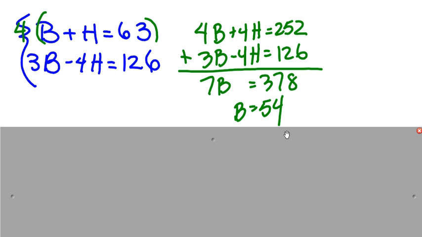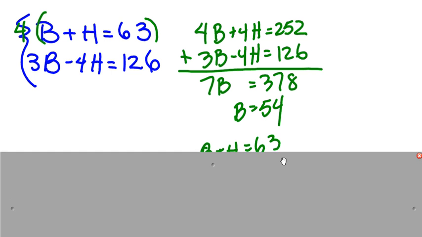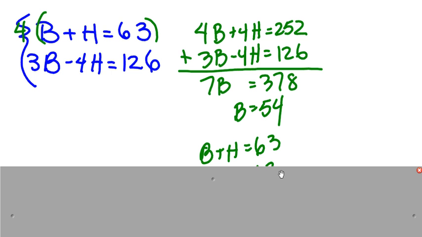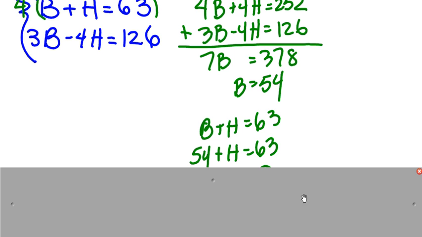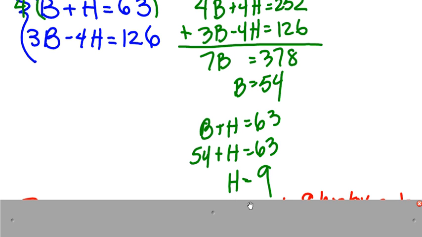That's the number of baseball cards that Zane has. Well, we also have to figure out the number of hockey cards, so I could take the number of baseball cards and substitute it into one of the equations. Let's use the first equation. If he has 54 baseball cards plus the number of hockey cards he has equals 63, I could undo this to find the hockey cards. By subtracting 54 from each side, we know H is 9. He has 9 hockey cards.